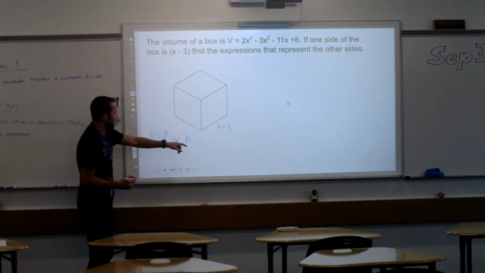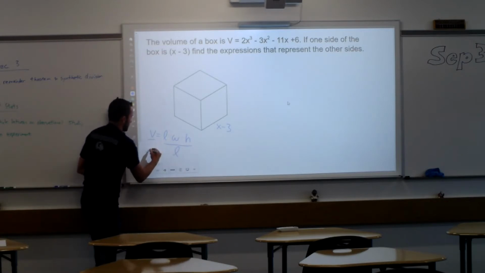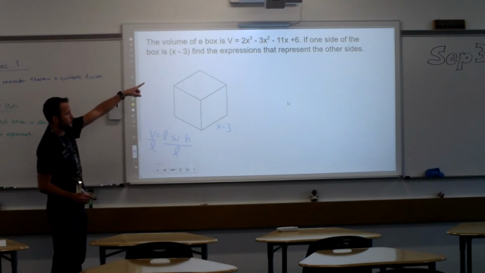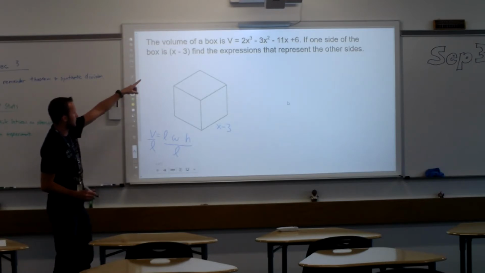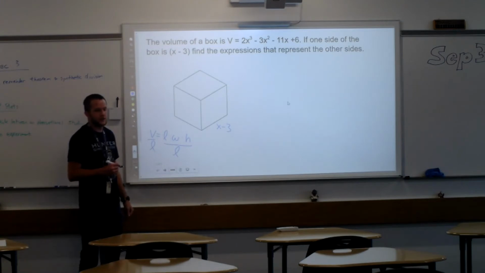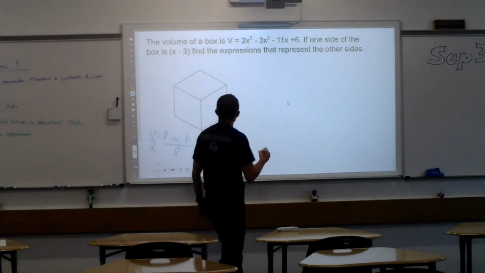Well then, in order to figure out what the width is, we're going to divide by the length on both sides. So what that means is we're going to take our volume polynomial and divide it by our length, which is x minus 3. Now, we have two ways we can divide. One is long division, the other is synthetic division. You can use either, but I prefer synthetic division, so I'm going to do that real quick.